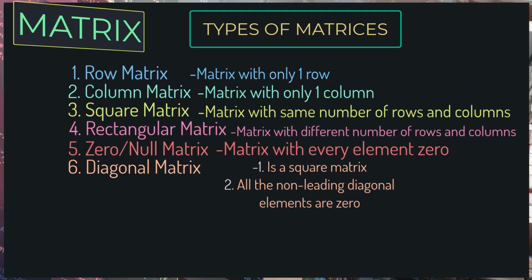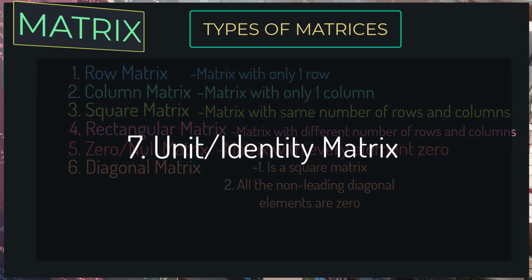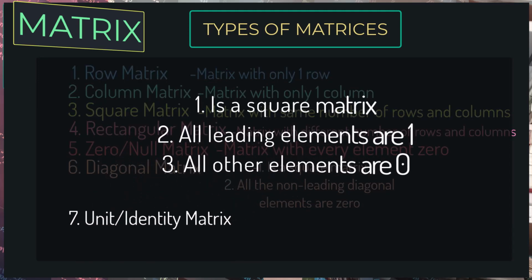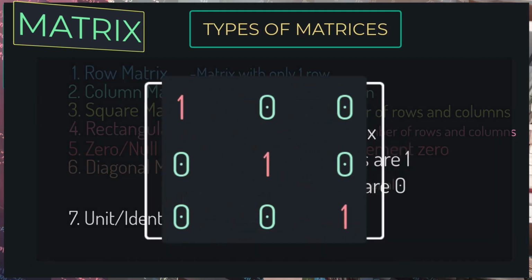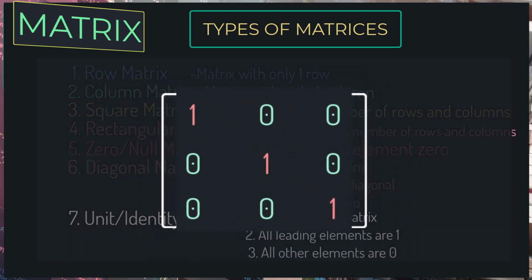Seventh type is a unit or identity matrix. It is a square matrix. All the leading diagonal elements are unity or 1 and all other elements are 0. Obviously, it is a diagonal matrix with leading diagonal elements equal to 1.